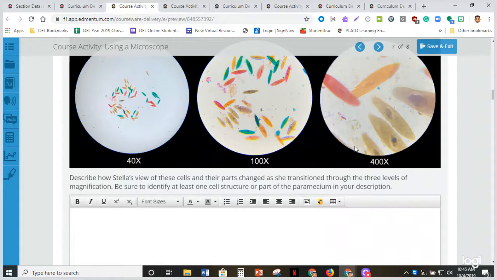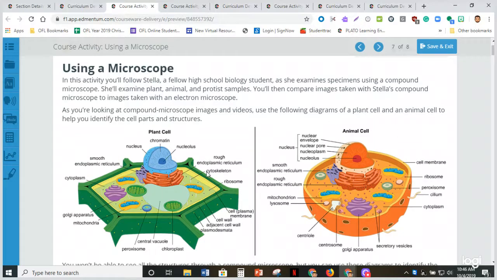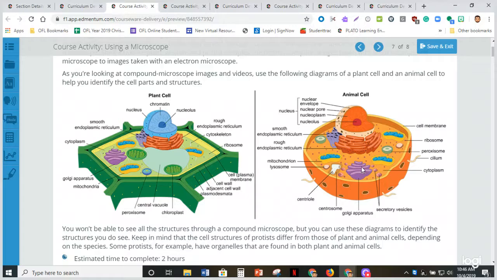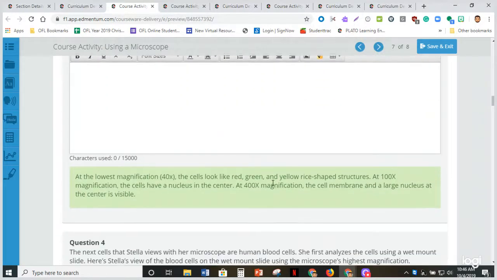But the main thing is that you're trying to see how magnification helps you see the different structures. When you look at the 100x and the 40x, you can start seeing some structures, and you may want to go back up to your plant cell and animal cell and take a look at structures that you can see and then add that to your answer right below.